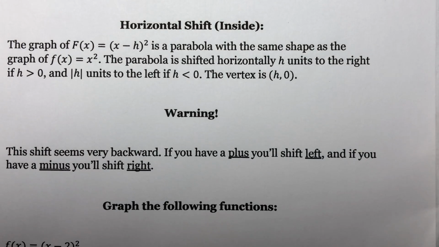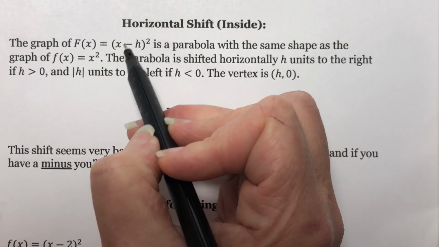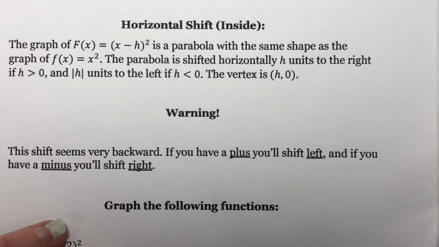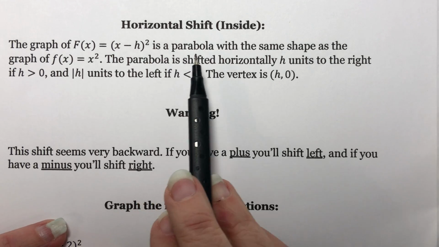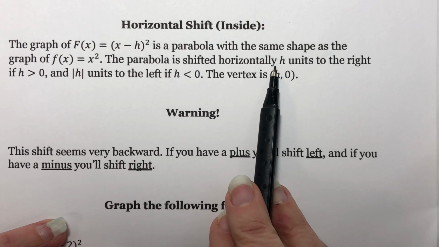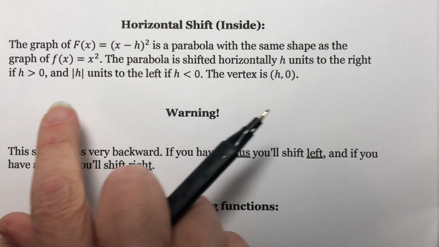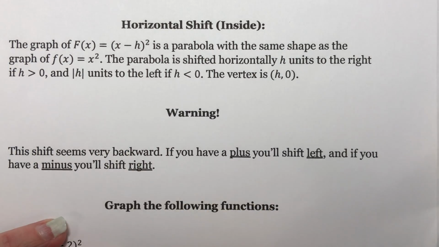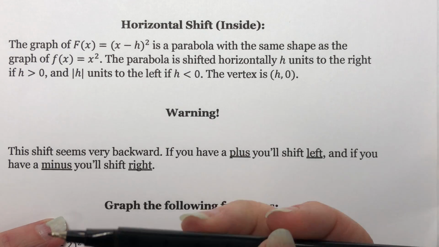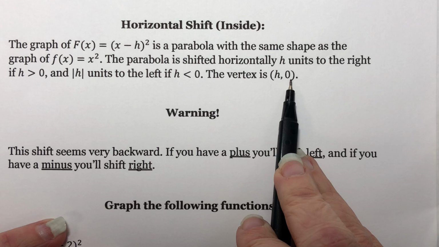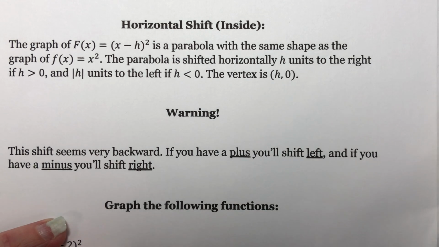So this change is inside the square, and that's what makes this a horizontal shift as opposed to a vertical shift. The parabola shifts horizontally h units to the right if h is a positive number. And we move the absolute value of h units to the left if h is negative, and the vertex is the point (h, 0). The vertex on the other one was (0, k).